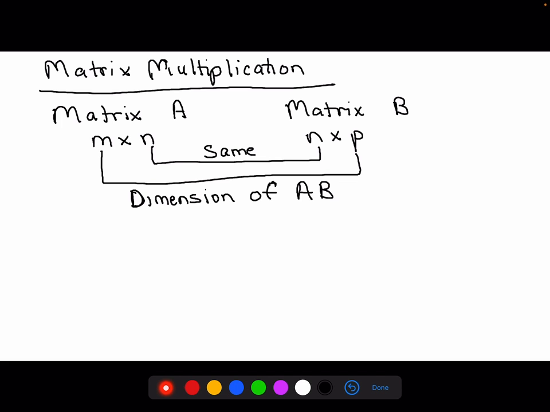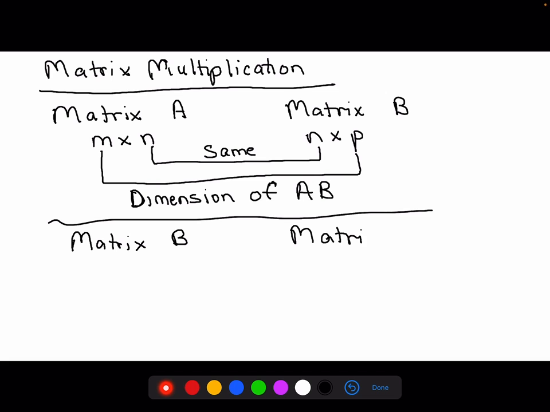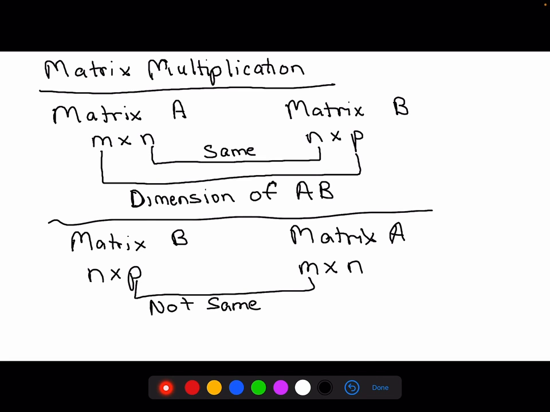Now, an interesting thing, though, is if you switch the order, matrix multiplication is not commutative. If you put matrix B first, matrix A second, notice what happens with your dimensions. The insides are not the same, so we can't multiply them.